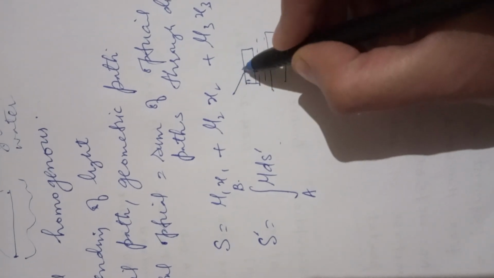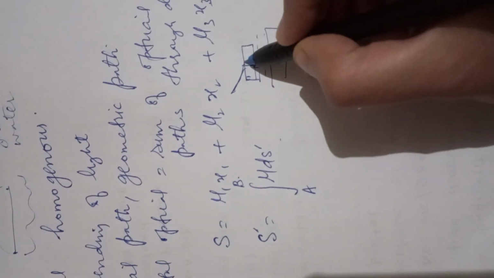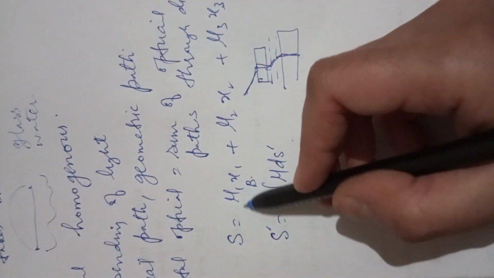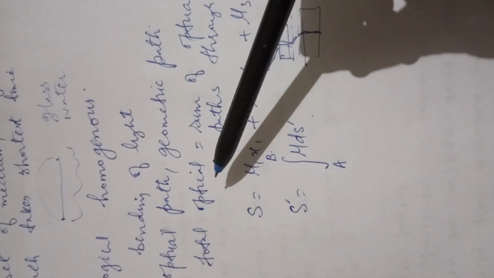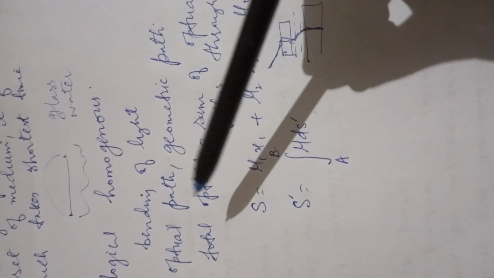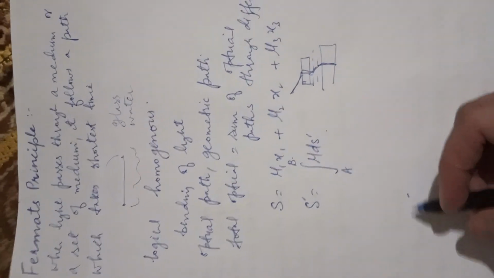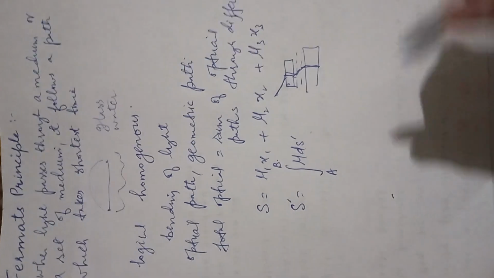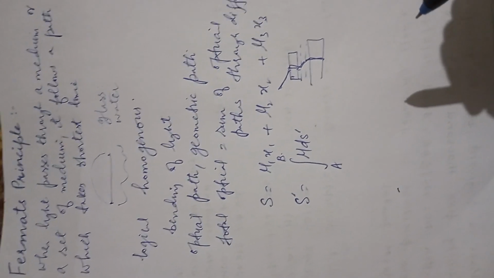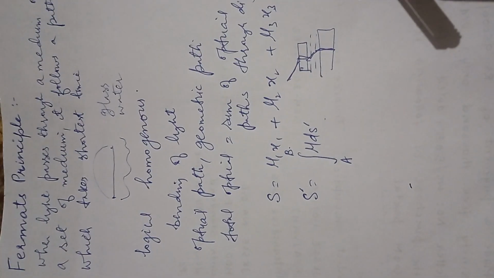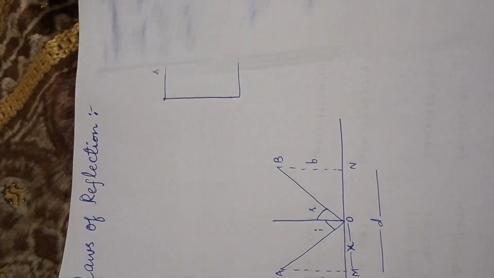So the total path length will be obviously the sum of this and this and this, but not the geometric path x1 x2 x3, but the optical path. Because I told you earlier that the optical path is always same. In a given time, light travels the same optical path in all the media, right? So this is how we can state the Fermat's principle. And if you have understood that, we can use the same law to describe reflection and refraction in a better way. So let us first go to the laws of reflection.